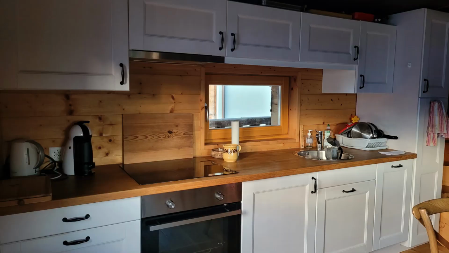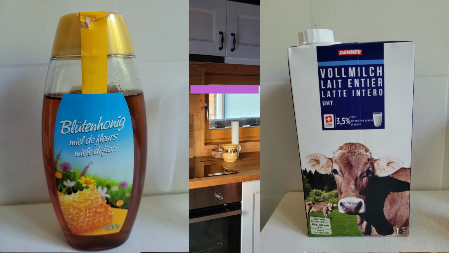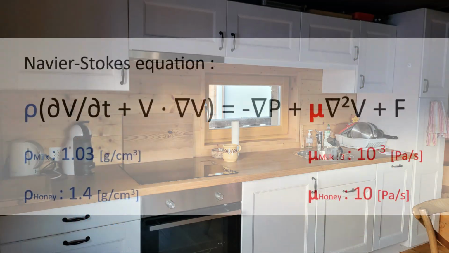Let's move on to an experiment demonstrating the difference in behavior of fluids based on their viscosity coefficients. For this, I have chosen fluids commonly found in our kitchen, milk and honey at 20 degrees Celsius. Milk has been chosen for its visual effect. Let's consider the Navier-Stokes equation.